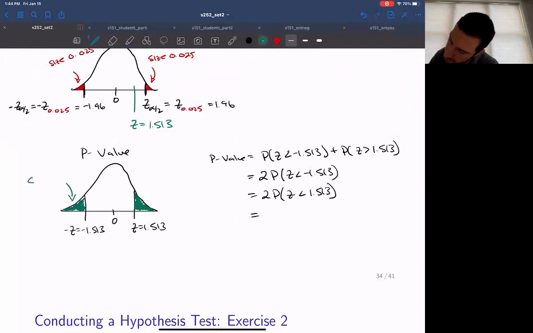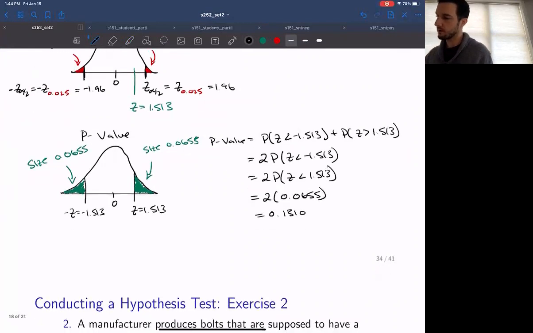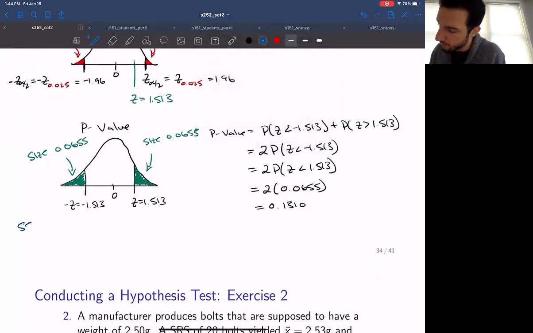So this here is size 0.0655, which means that this is also size 0.0655. So the p-value is 2 times 0.0655, which is 0.1310. Now we can see that based off of either the critical value approach or the p-value approach, we're going to not reject H naught. So on step 5, we have do not reject H0.